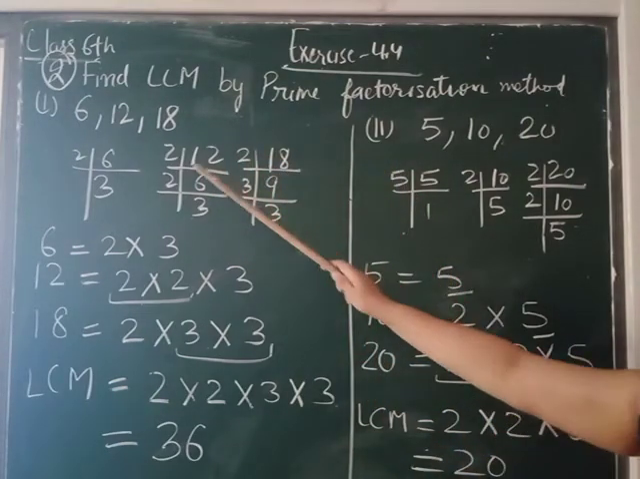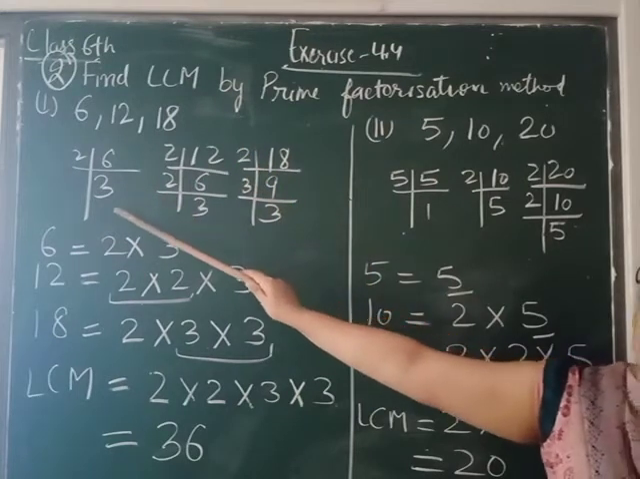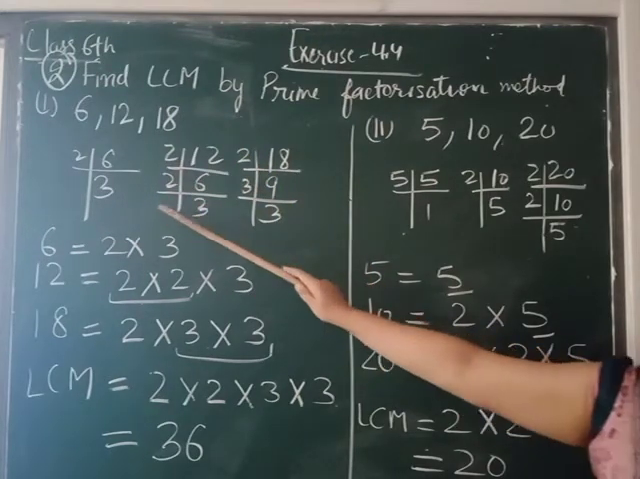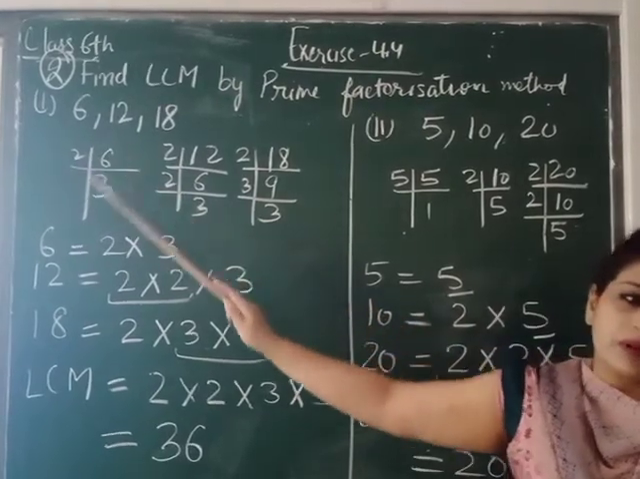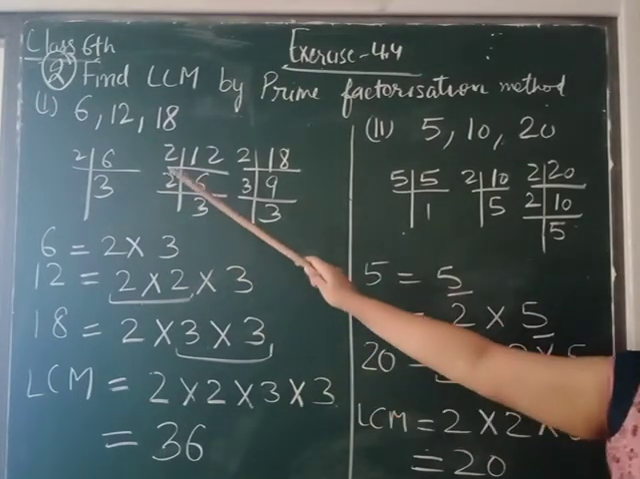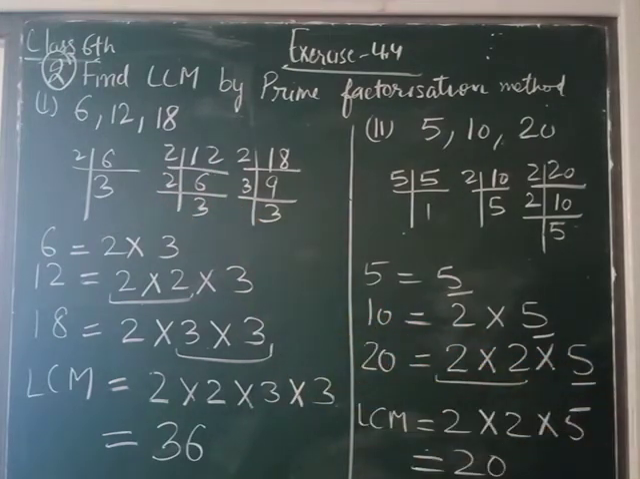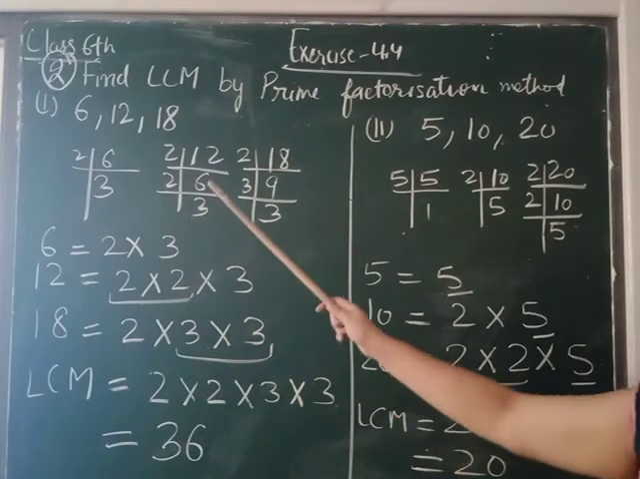We have the numbers 6, 12 and 18 in the first sum. First is 6. We will make prime factors of 6. We have to take numbers for the division which are only prime. So 6 is divisible by 2 and 2 is prime also. What are prime numbers? Which have exactly only 2 factors, which do not come in any other table except their own table, those are called prime numbers.